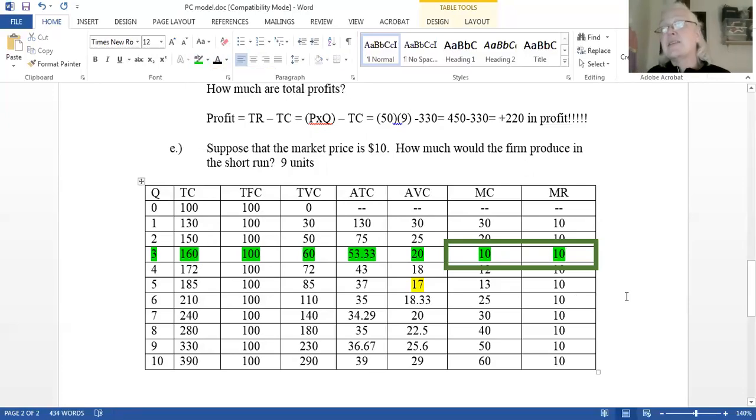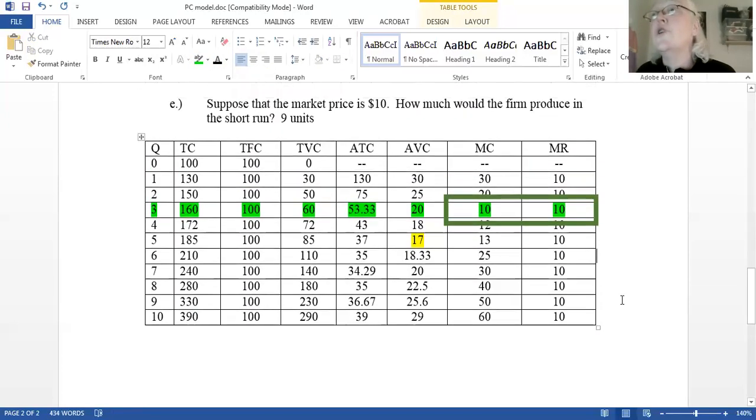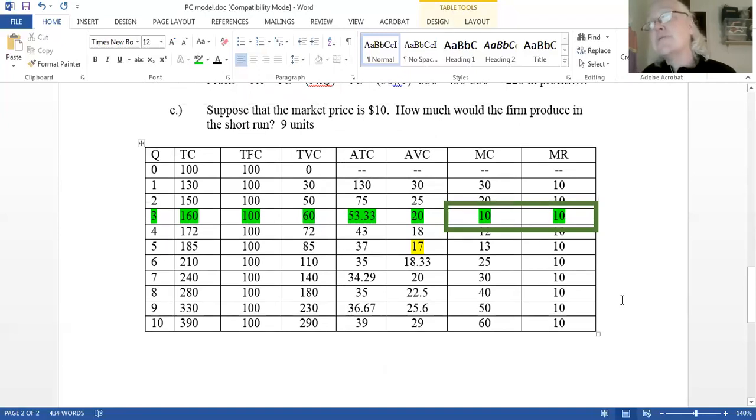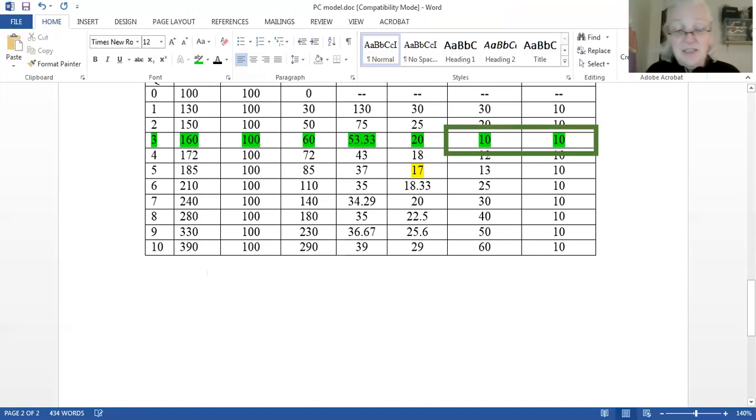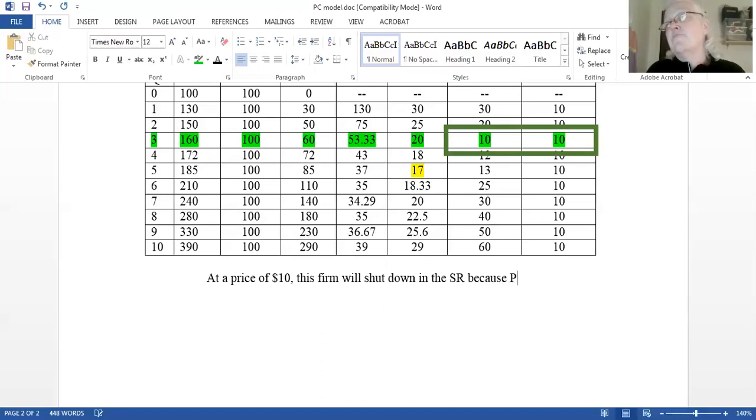Okay, but now, in this case, the quantity would be 3, except notice that my price of $10 is below my AVC. This firm will shut down. So in this case, at a price of $10, this firm will shut down in the short run because price is less than AVC. And we know that $10 is less than 20 in this case, okay?